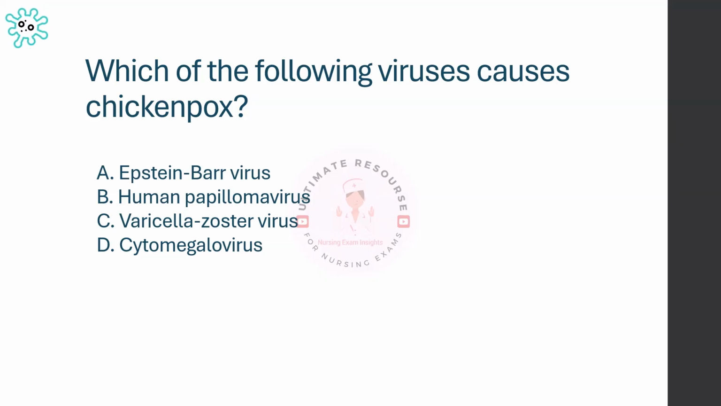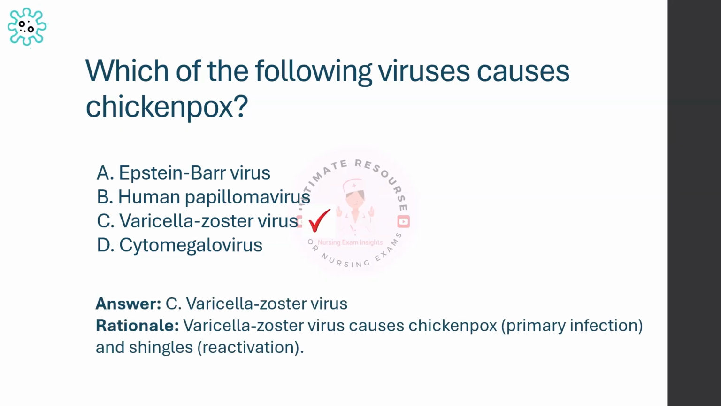Which of the following viruses causes chickenpox? Options are A. Epstein-Barr virus, B. Human papilloma virus, C. Varicella zoster virus, D. Cytomegalovirus. The answer is C. Varicella zoster virus causes chickenpox, which is a primary infection, but when it gets reactivated, the condition is known as shingles.